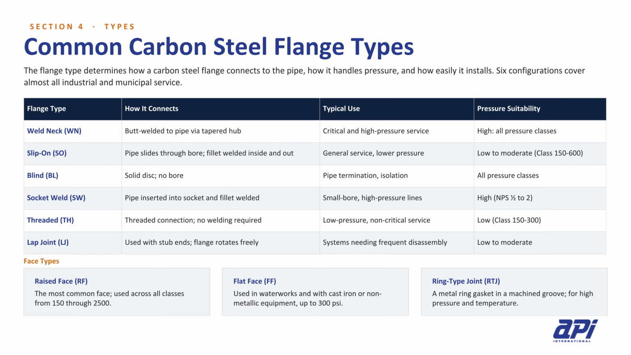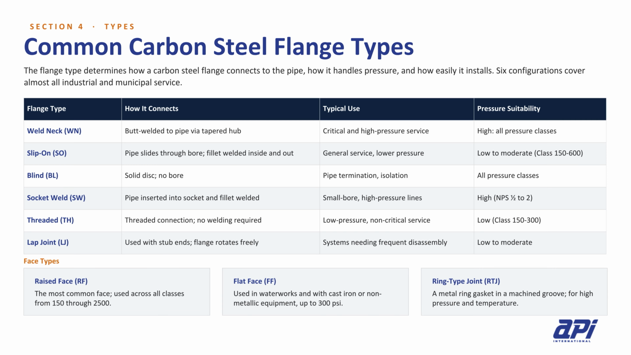Weld neck flanges are butt welded through a tapered hub used in critical high-pressure services. Slip-on flanges slide over the pipe and are fillet welded inside and out for general lower pressure services. Blind flanges are solid discs with no bore, used to terminate or isolate a line.